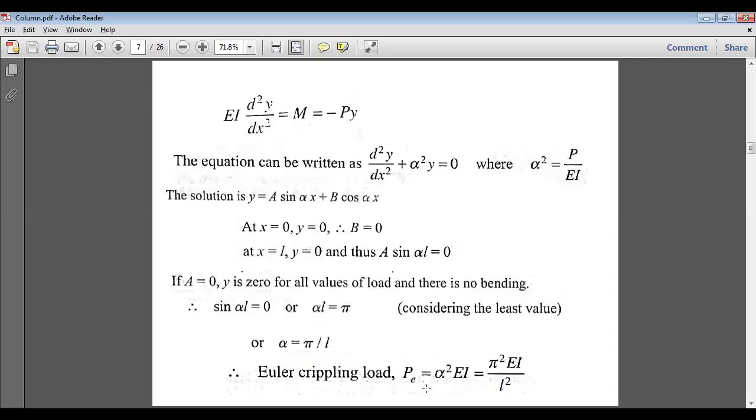Euler's crippling load P is equal to alpha square EI, that is pi square EI by L square. So this is the basic equation that we have got for Euler's crippling load, after integrating and substituting these values. This is so simple, and we find pi square EI by L square is the crippling load as defined by Euler's theory. So we'll apply this for solving our problems.